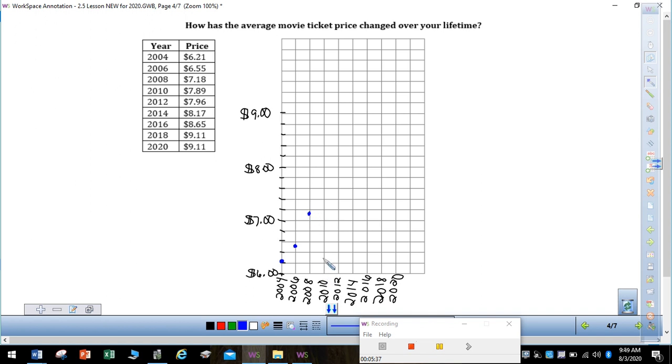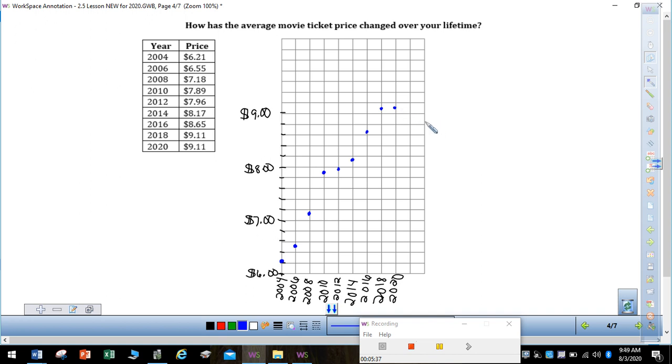In 2010, it was $7.89. So right here is $7.80. This is $8, so it's going to be right about halfway there. Then in 2012, it was $7.96. So that's just below $8. 2014, it was $8.17. So that's just below $8.20. 2016, it was $8.65. So we've got $8.20, $8.40, $8.60. So $8.65 would be about here. In 2018 and in 2020, it was $9.11. So it's going to be about halfway between $9 and $9.20. So we'll put both of those data points right about there.